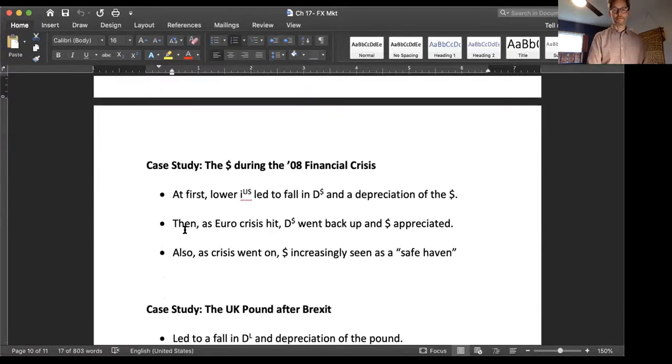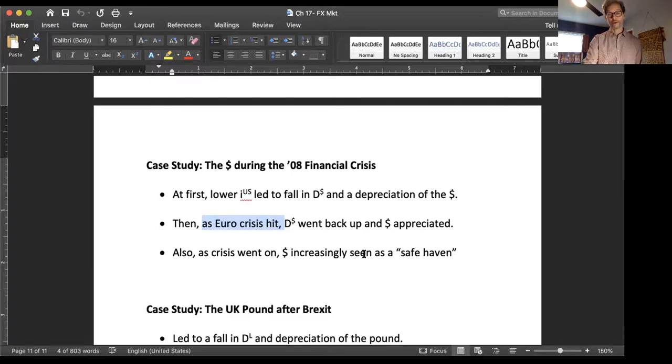Let's think about a couple of case studies that illustrate some of these phenomena. There's the case study of what happened to the dollar during the 2008 financial crisis. Initially, when the Fed lowered interest rates, the dollar fell and depreciated. Right at the beginning of the financial crisis, the dollar went down. But then as the crisis in the US lingered, and as the Euro crisis began to hit, a lot of people began to see the dollar as a safe haven. And so the dollar went back up and began to appreciate.